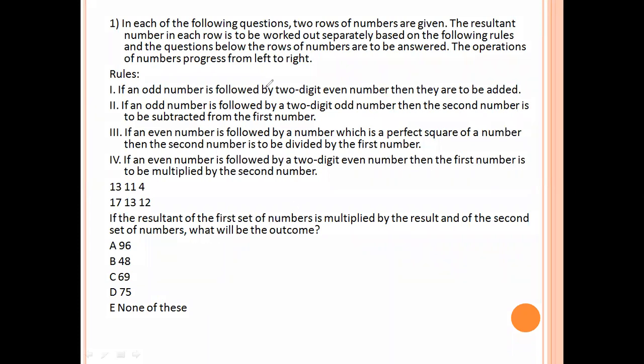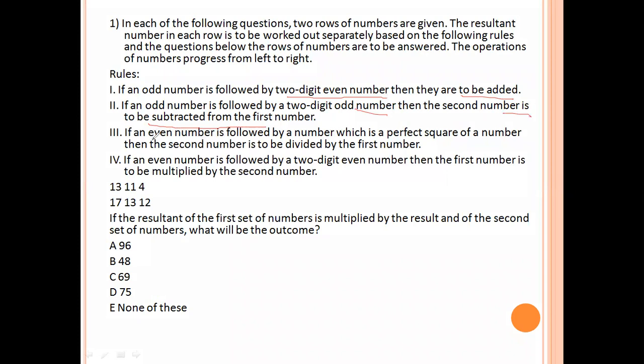In each of the following questions, two rows of numbers are given. The resultant numbers in each row is to be worked out separately based on the following rules. The operations on the numbers progress from left to right. Rules: if an odd number is followed by a two-digit even number, then they are to be added. If an odd number is followed by a two-digit odd number, the second number is subtracted from the first.